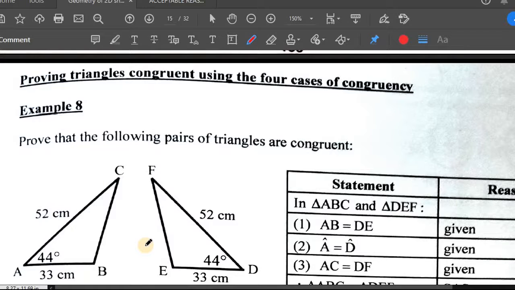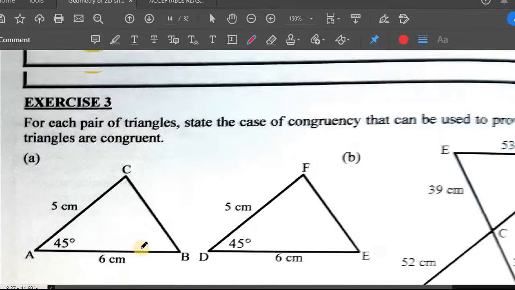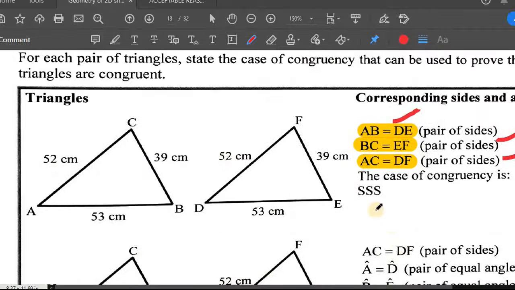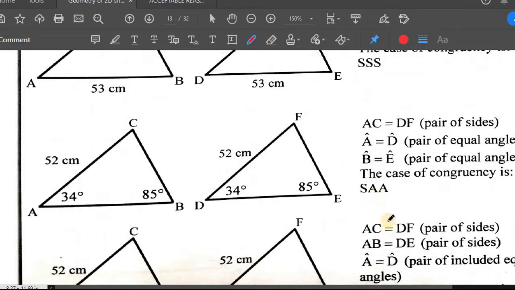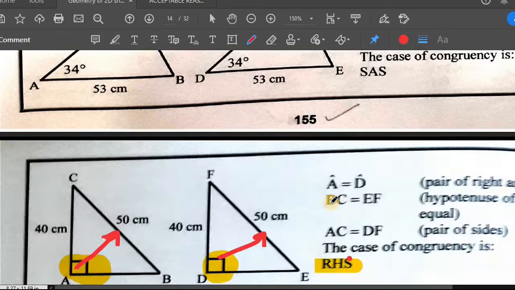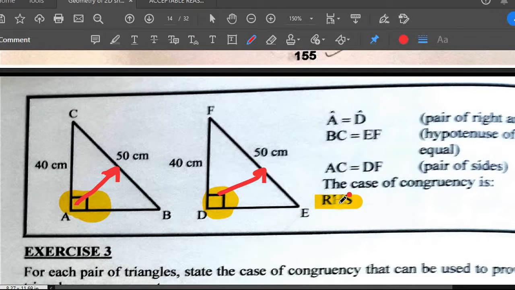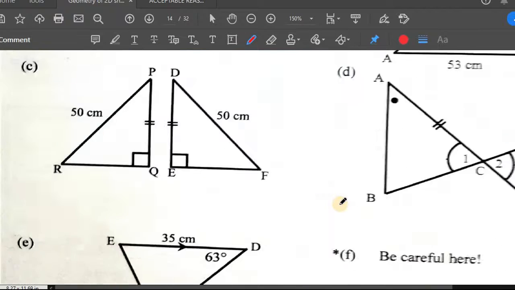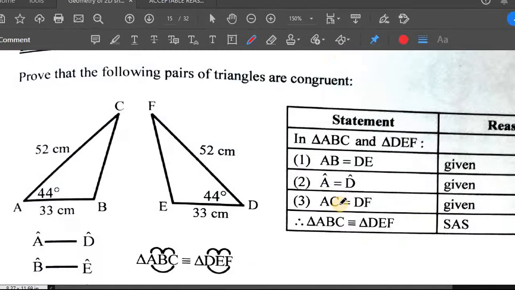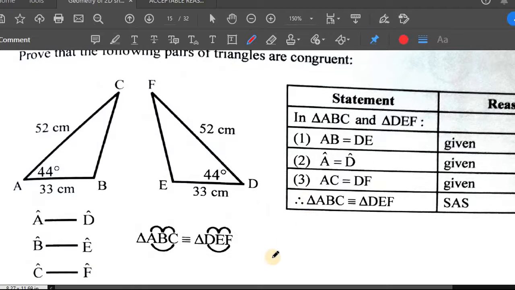Okay, we're back with proving triangles congruent using the 4 cases of congruency, right? In the previous video, we realized that those cases were side, side, side; side, angle, angle; side, angle, side; and our right angle, hypotenuse, side, right? Now we're going to be putting that into action. Technically speaking, the previous videos have just been revision, and now we're getting into the real work.